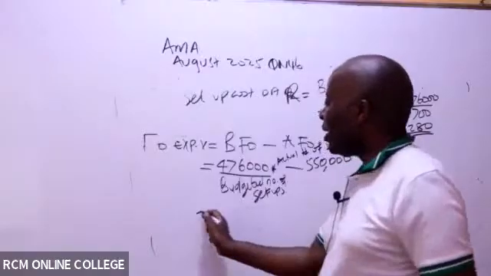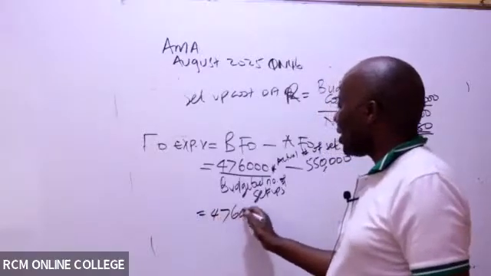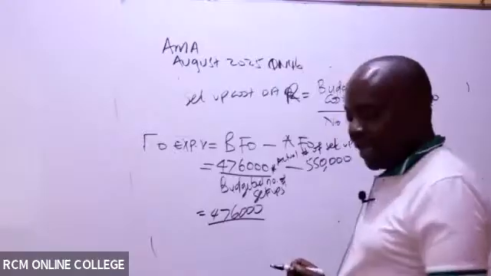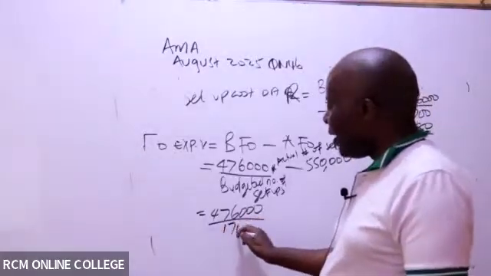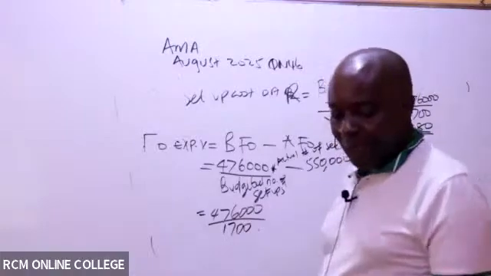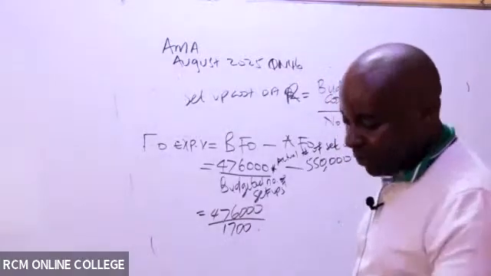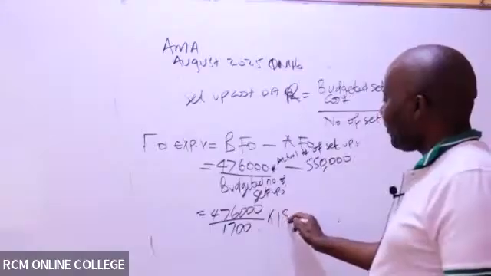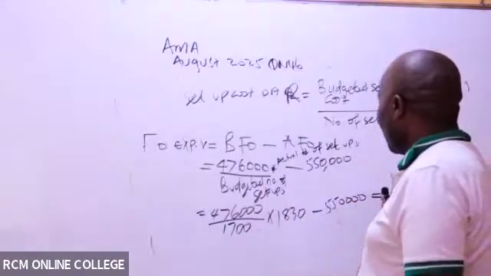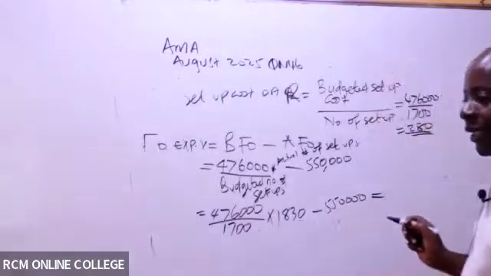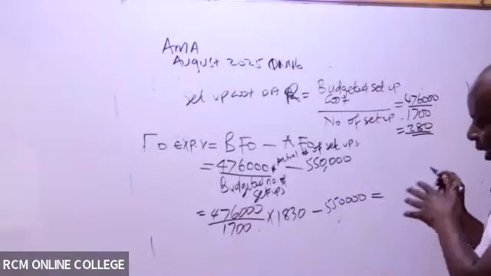So this one here will be 476,000 divided by the budgeted number of setups there, which are 1,700. I divide this by 1,700. And then by the side there, I can see actual number of setups. They are 1,830 minus 550,000.